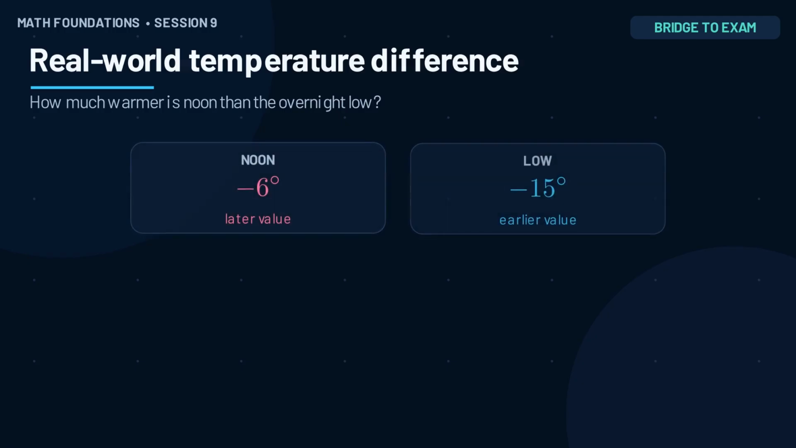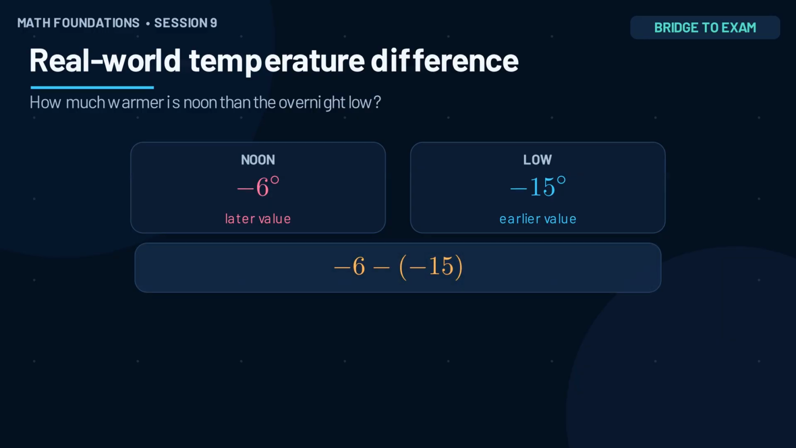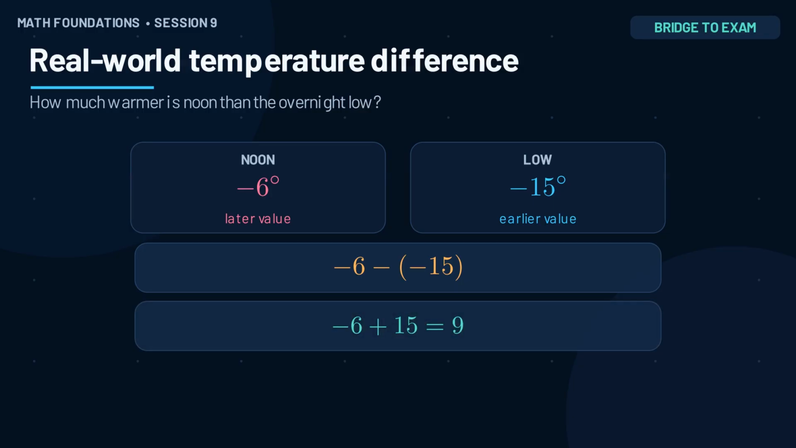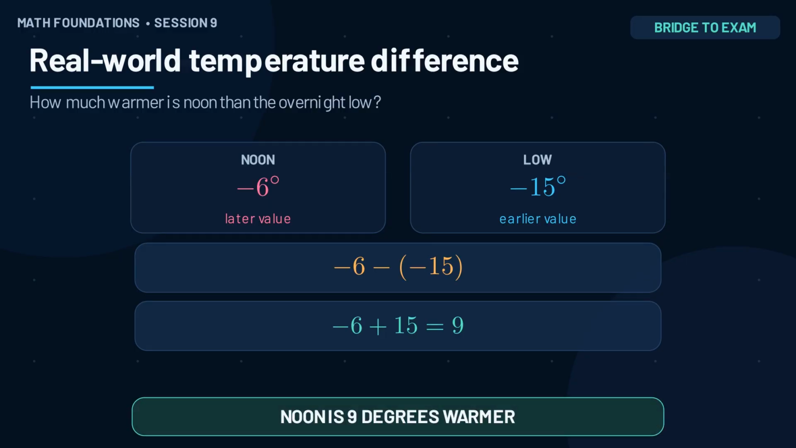The temperature is negative 6 degrees at noon. The overnight low was negative 15 degrees. How much warmer is noon? Subtract the earlier low from the noon temperature. Negative 6 minus negative 15. Rewrite as negative 6 plus positive 15. Different signs mean subtract magnitudes. 15 minus 6 equals 9. Noon is 9 degrees warmer than the overnight low.